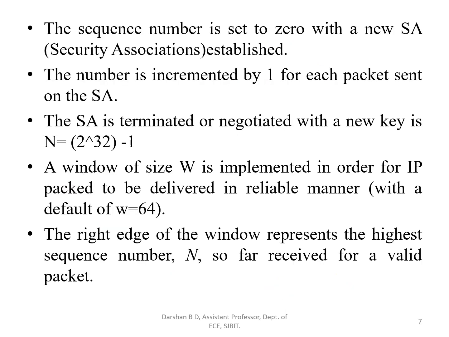The sequence number is set to 0 when a new security association is established. A window of size W is implemented in order for the IP packet to be delivered in a reliable manner. The right edge of the window represents the highest sequence number, n, so far received for a valid packet.